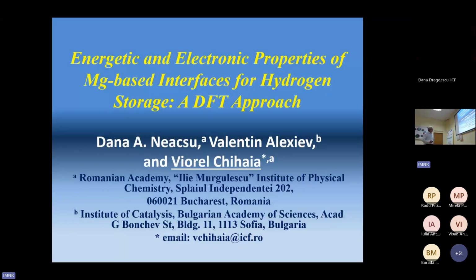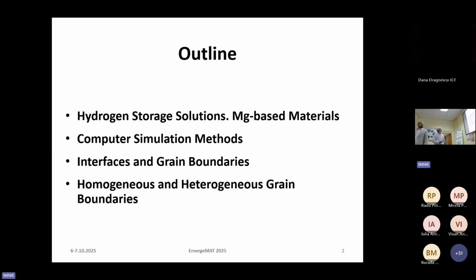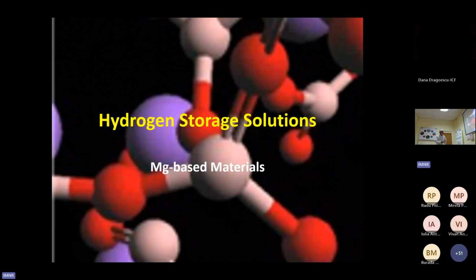I will present some results about interfaces which appear in magnesium-based materials for hydrogen storage. So the outline will be the discussion about hydrogen storage, why we need it. Then about the computer simulation methods in general, and then how we model the interfaces and grain boundaries, and then some results about these systems.